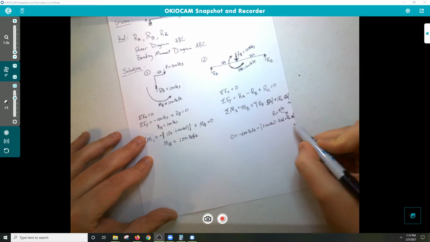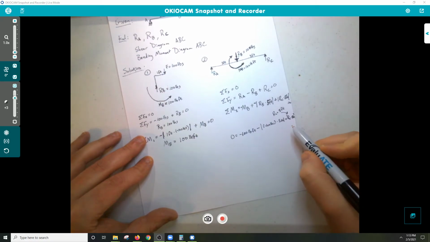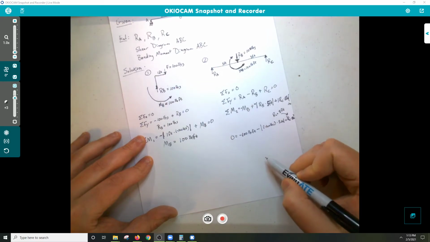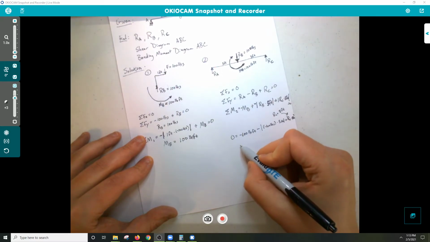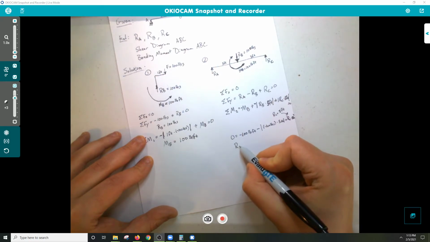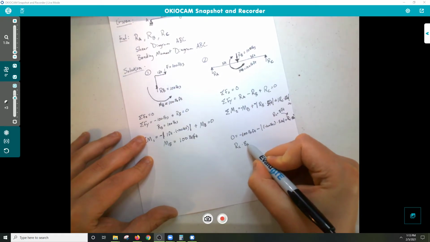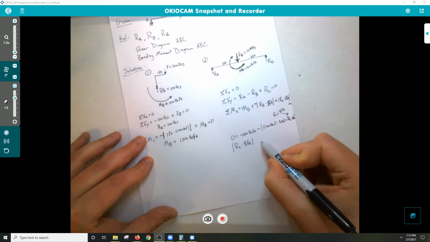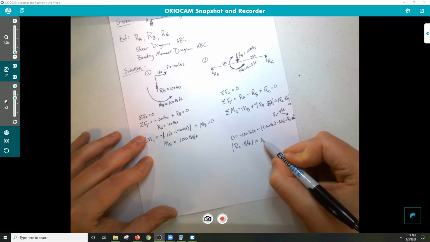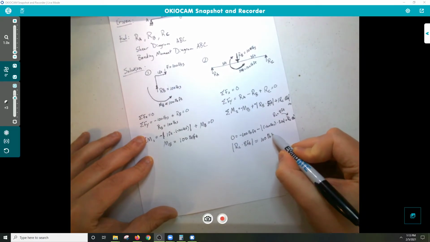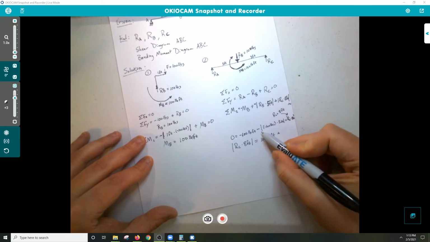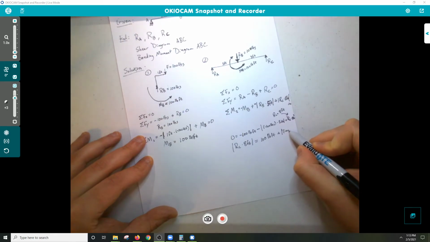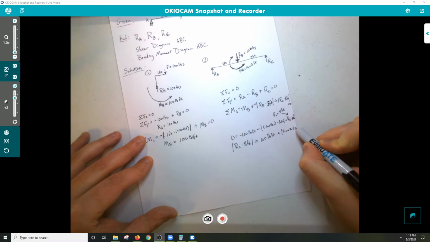All right, so we want to get RC by itself on its own side of the equation. Since all these others are negative here, we'll just bring those to the other side of the equation. So we have RC times 8 feet on one side of the equation. The other side will have a positive 100 pound-feet plus, because we're going to bring it to the other side, negative 100 pounds times 5 feet.